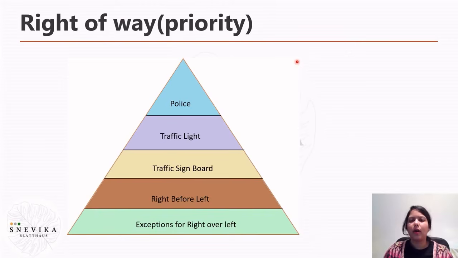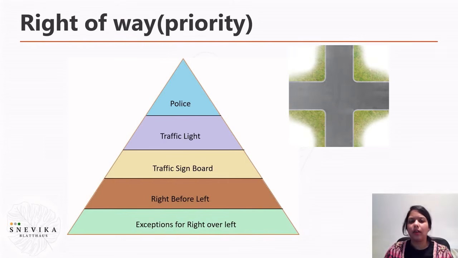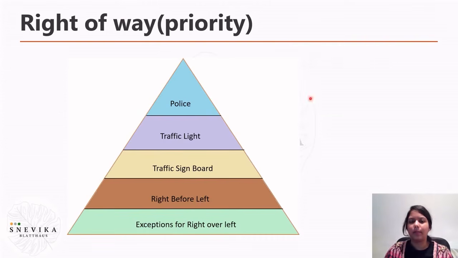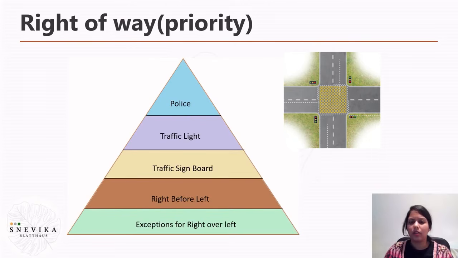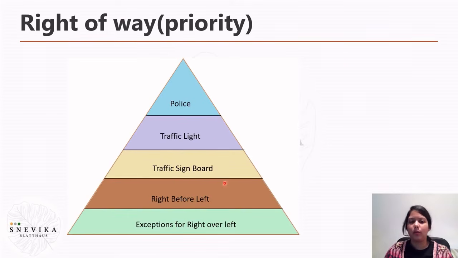Just imagine you are at a crossing junction, and if there is a police officer standing and giving you instructions to follow, then whatever the sign or the traffic light, what the policeman says always has the highest priority. Next, if there is a cross junction and there is a traffic light there, then you should follow what the traffic light is saying. If it is green, you go. If it is red, you stop. So the confusions are only with the traffic signboards and the right before left rule. So let's see what it is.